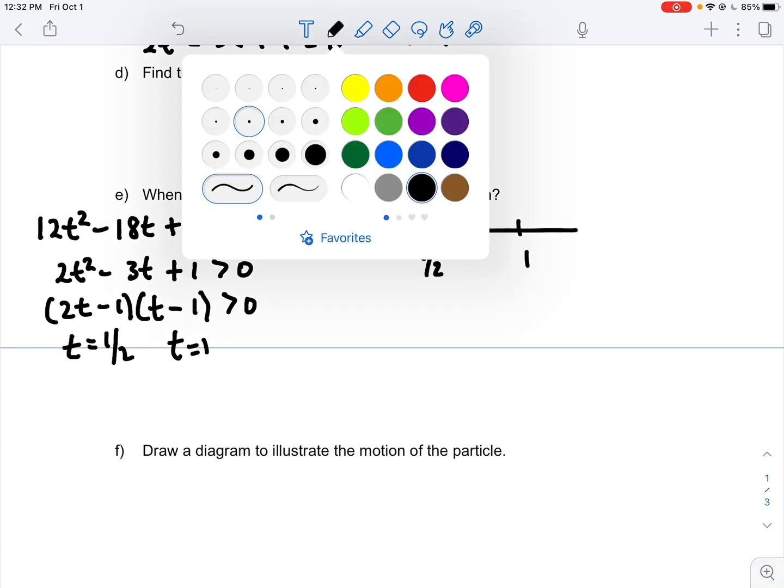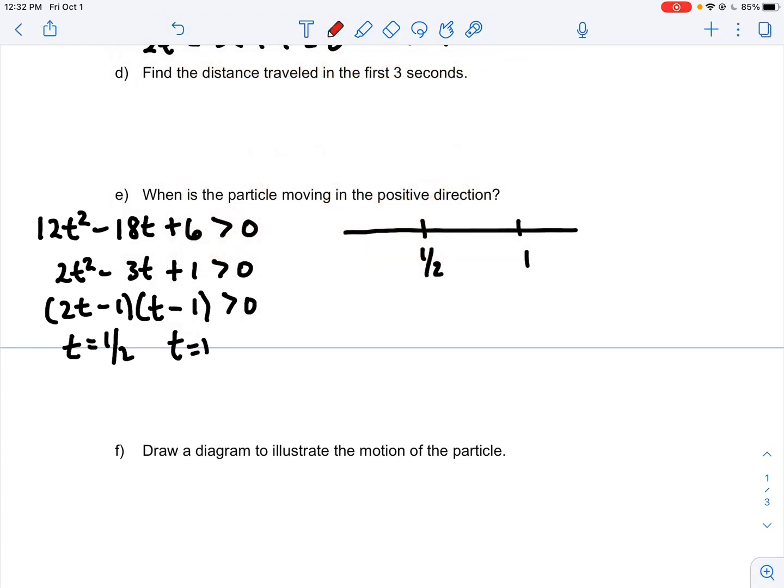So pick a number less than 1/2. So I'm going to pick 0. All right, and I want you to plug 0 back in these two spots for t and see what you get. Well, if I plug 0 in for t here, I get -1 times -1, which is a positive 1. Well, positive 1 is greater than 0. So I know below 1/2, I'm going to be moving in a positive direction.